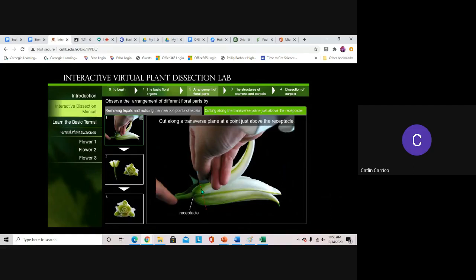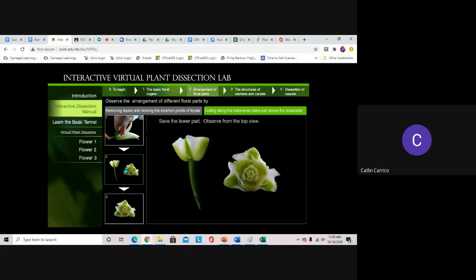So as you dissect a flower, what you should do is cut along a transverse plane at a point just above the receptacle. So you cut down through, and then you're able to see the different parts of that flower. So here we have the female part, the male, and then your petals.